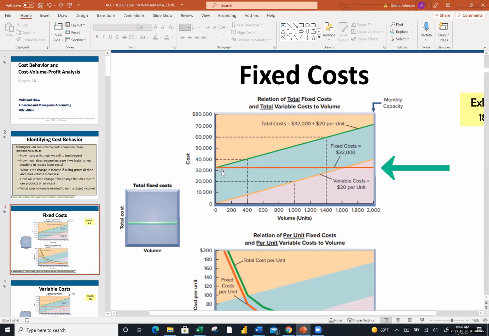I think it's close to 30,000. And if I came out here to 1,800 units, it still looks like it's 32,000. That fixed cost doesn't change as the activity level changes. Well, why is that important to forecasting? Because when we look at different levels of selling a product, the fixed cost will remain flat.